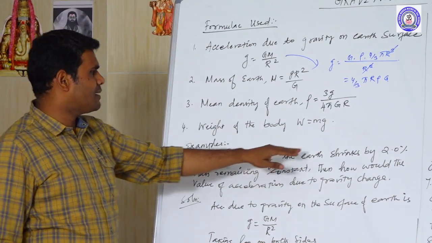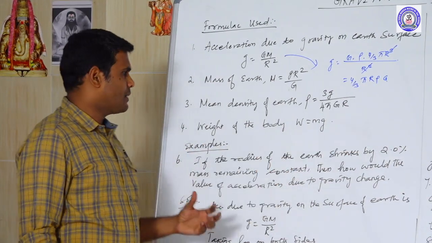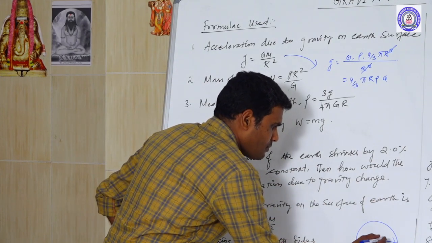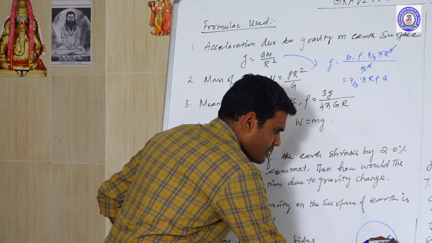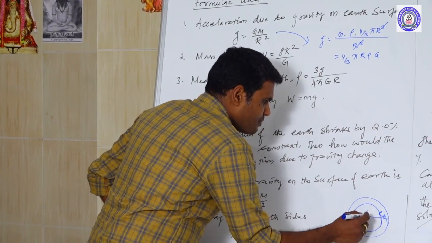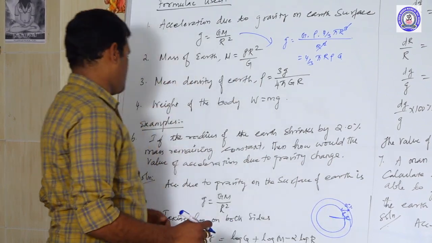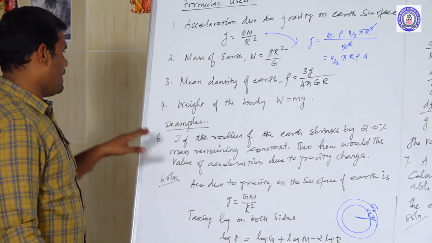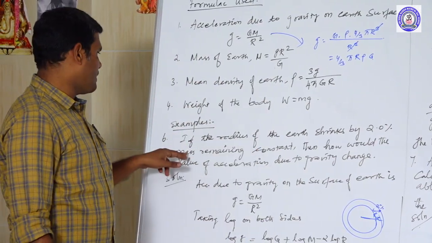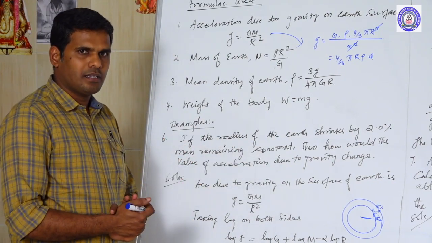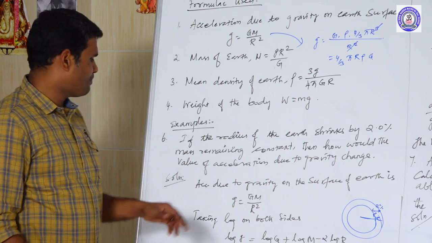If the radius of the Earth shrinks by 2%, this is the radius of Earth, if it shrinks by 2%, this decreases by 2%. What will be the value of acceleration due to gravity if the mass remains constant? Mass of the Earth remains constant. Then what will happen to the value of g?